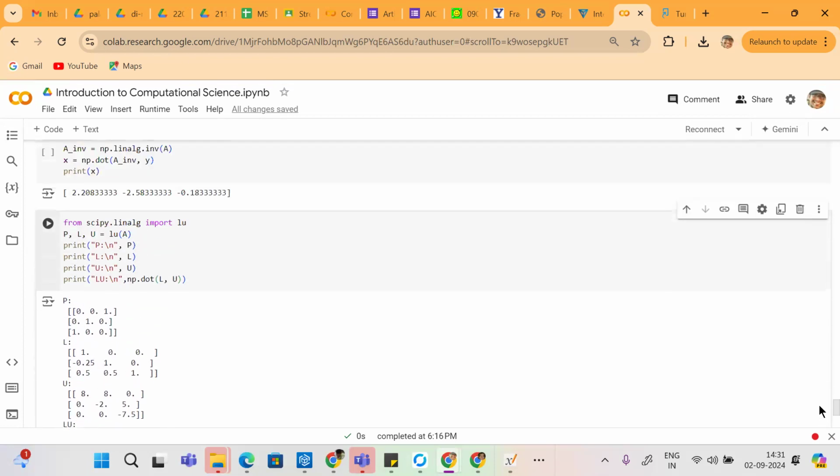Okay, fine. Now, what is the matrix P? When you do the LU decomposition, a P is automatically returned. Can you say what this P is? This might be unknown to many of you. P is known as a permutation matrix. But why, when you do the LU function over a matrix A, is it giving you a permutation matrix as output?